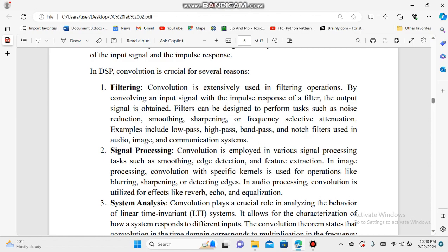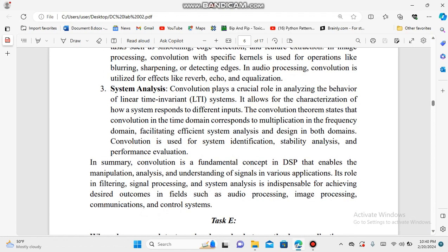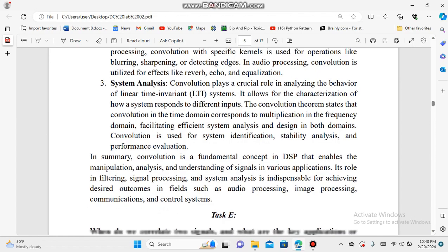In signal processing, convolution is applied in various tasks such as smoothing, edge detection, and feature extraction. And in system analysis, convolution plays an important role in analyzing the behavior of linear time invariant systems. It allows the characterization of how a system responds to different inputs. So convolution is a fundamental concept in digital signal processing that enables the manipulation, analysis, and understanding of signals in various applications.